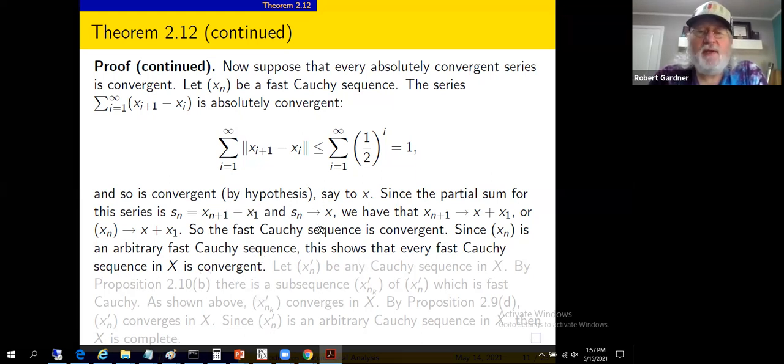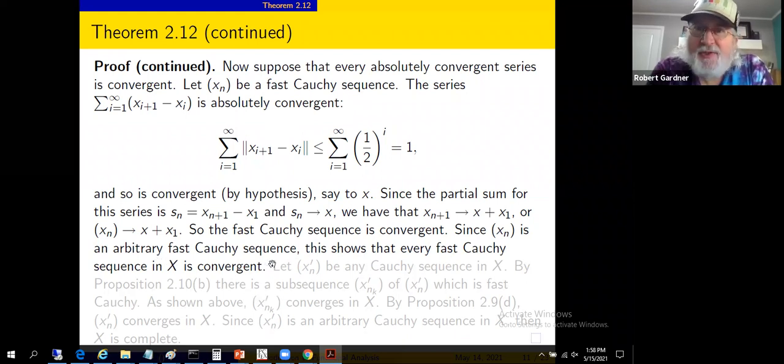Did I get that correct? I think I misstated something. This sequence x sub n is a fast Cauchy sequence, and we've shown that that fast Cauchy sequence converges. Sorry, that wasn't a hypothesis. That's been established in the argument here. Fast Cauchy sequences are convergent under these hypotheses. x sub n is an arbitrary fast Cauchy sequence, so every fast Cauchy sequence in X is convergent.